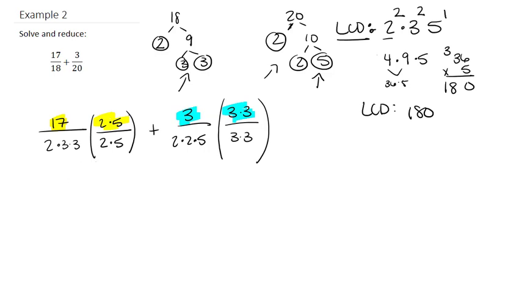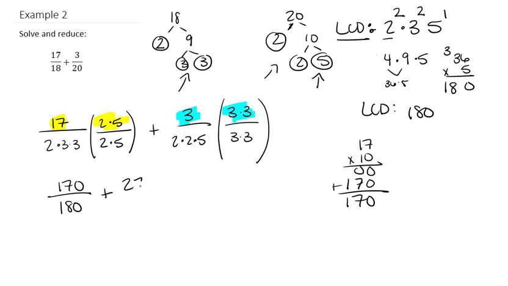So 17 times 10. So we're going to do this over here. So we have zeros. When you multiply anything by 0, then we move on. We have a 0 for our placeholder. 1 times 7 is 7. 1 times 1 is 1. And then we add, and we get 170. So our first number is 170 over 180. Plus 3 times 3 is 9, times 3 is 27. And then it's over 180.